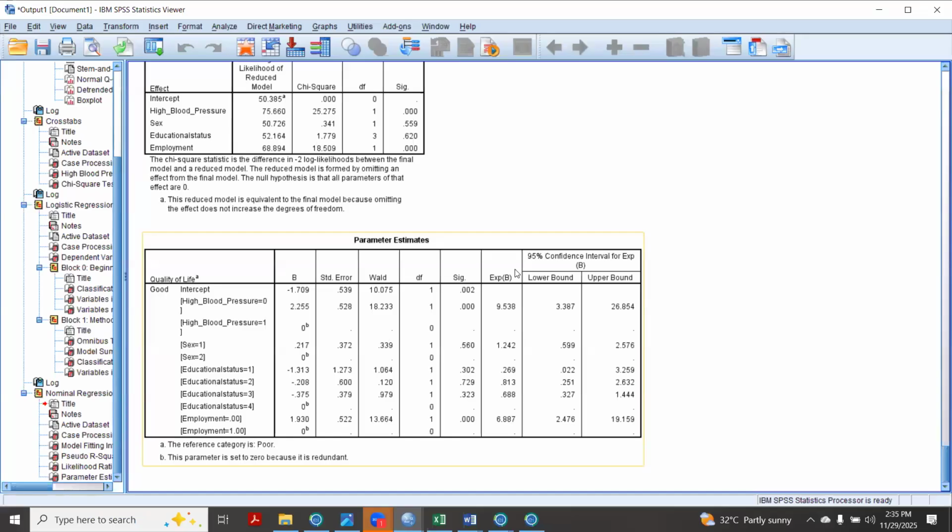So the reference value is the one you reference the result to. That's why it's called the reference value. Okay.